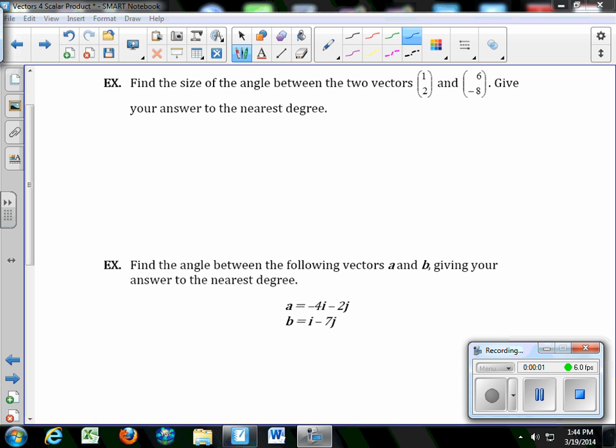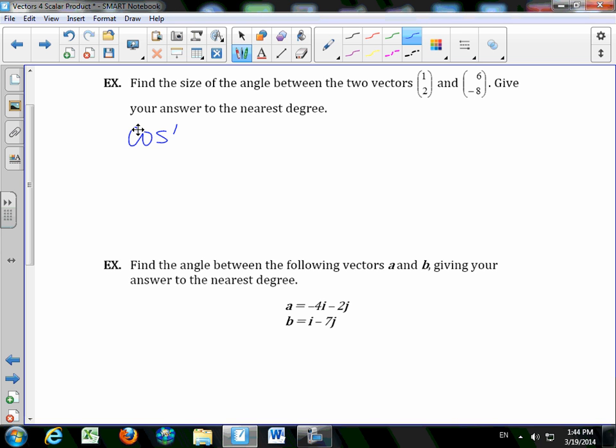Find the angle between the two vectors (1, 2) and (6, -8). Give your answer to the nearest degree. So the formula we use here is cos theta equals, I'm just going to name the vectors A and B, so it's going to be A dot B, or the dot product of A and B, over the length of A times the length of B. Now what I do is I often find all three parts separately and then plug them in.